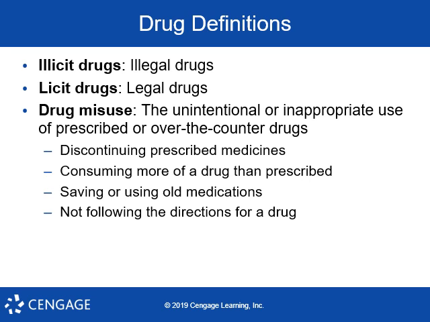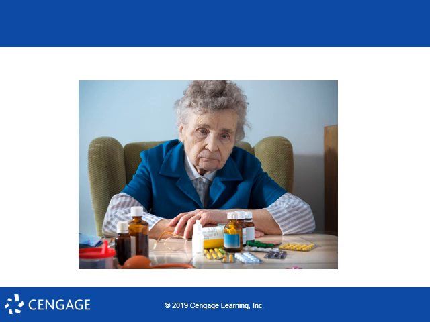Saving or using old medications. And again, we see that a lot with antibiotics, but we also see that with other medications as well. We go, after 7 days out of 10, I felt better. Let me save these antibiotics for a rainy day. We're not following the directions for a drug. If something's supposed to be taken every 6 hours, it's going to lose its efficacy if it's taken every 12 hours. And a lot of times, one of the biggest individuals who are victims of substance misuse are your elderly.